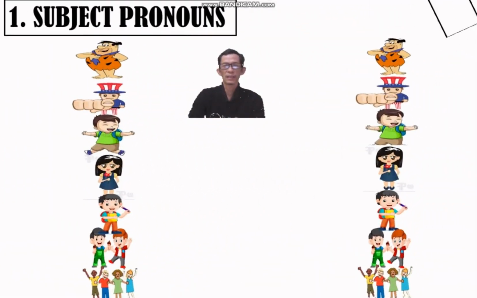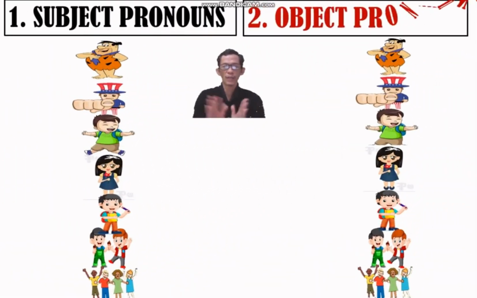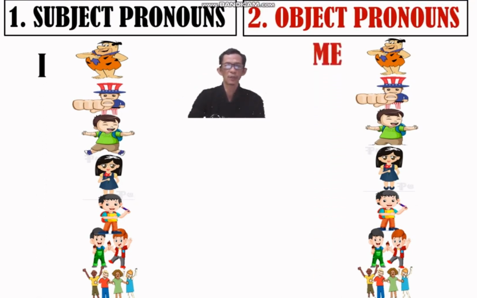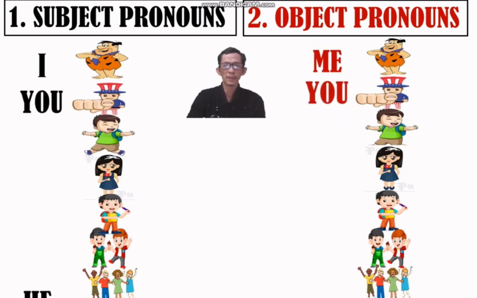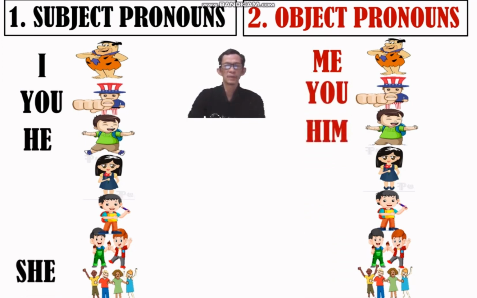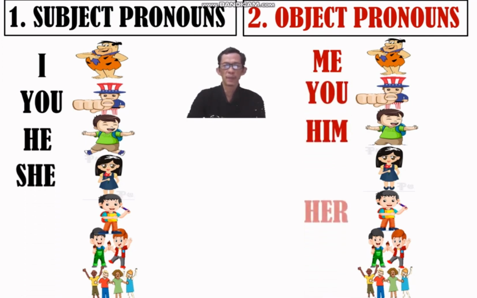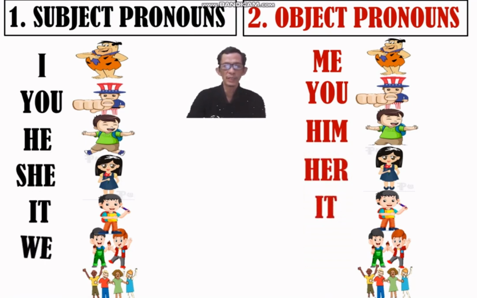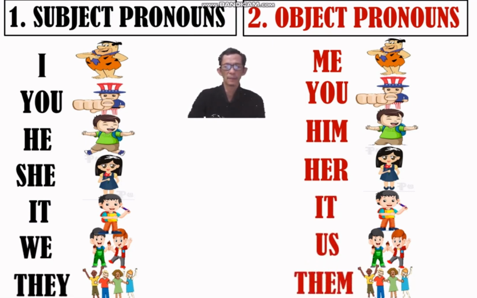Okay everyone, let's take a look once again at one subject pronoun and two object pronouns. I becomes me, you becomes you, he becomes him, she becomes her, it becomes it, we become us, and they become them.